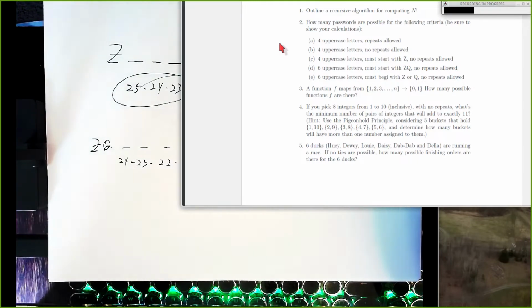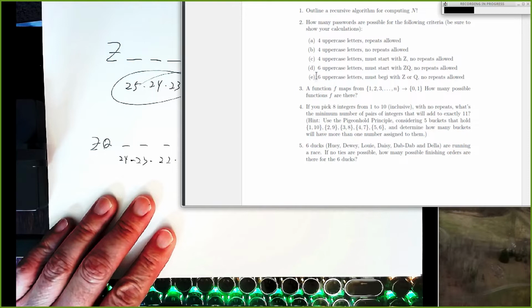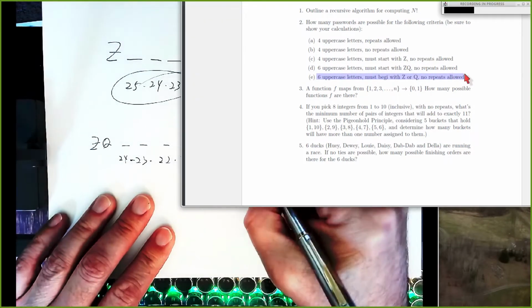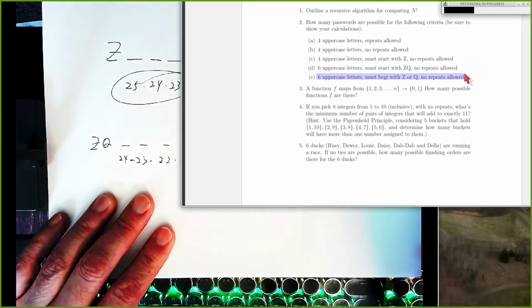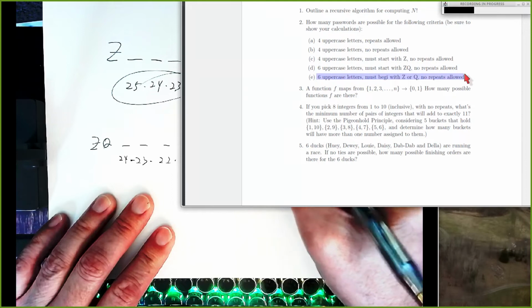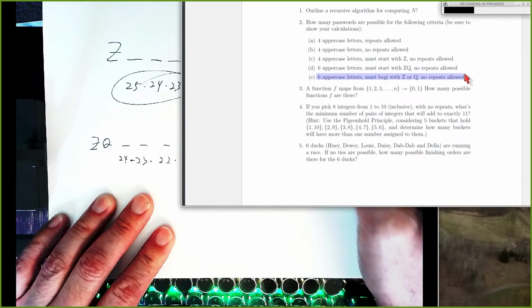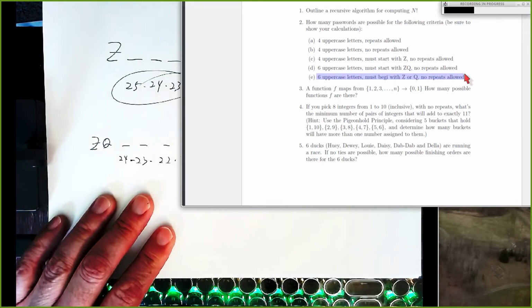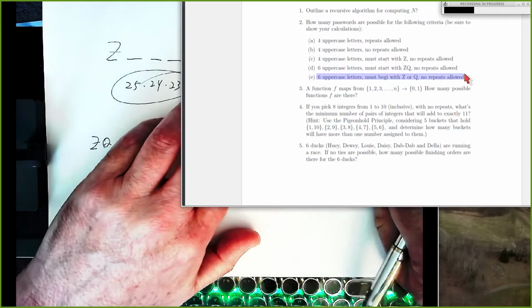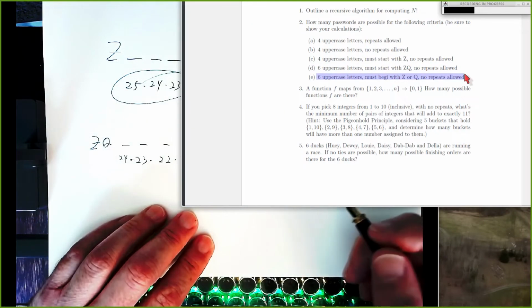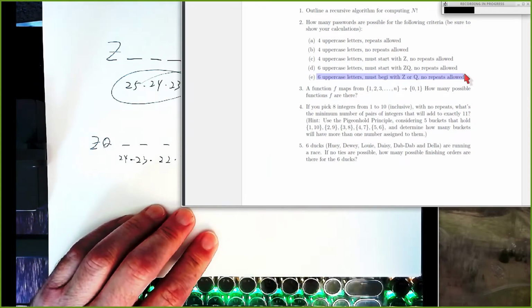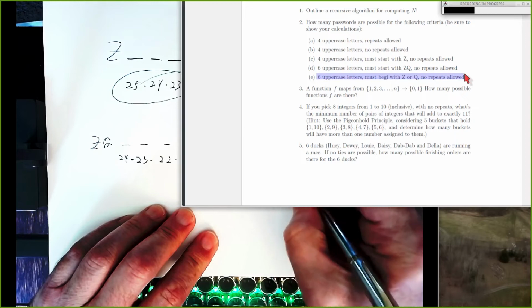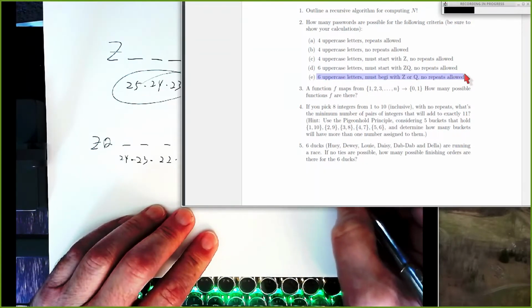We have a sum rule. We can complete this task one of 2 possible ways. The first way is to begin with the letter Z, in which case we have 25, 24, 23, 22, 21 ways to fill in the rest of this. Or, you know, we can permute 5 things out of the 25 letters that are left. But the second option is to begin with a Q and then fill in these 5 spaces, and we can do that same number of ways.